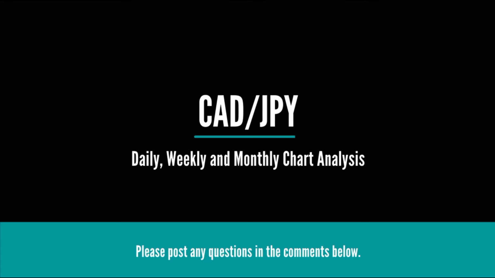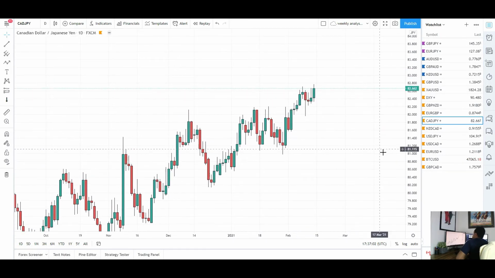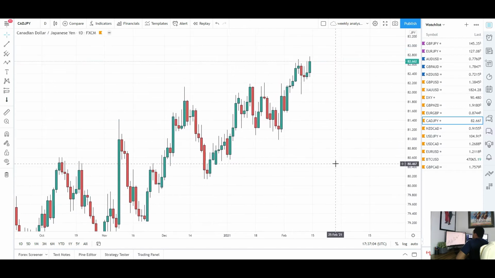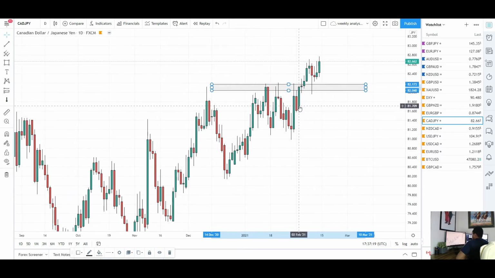Next, we're going to move on to CAD/JPY. Okay, so for CAD/JPY here on the daily time frame, price is still looking very bullish for this pair. Last week we saw a break to the upside. As I said, we're probably going to see a retest of this area here in the market. As you can see, previous resistance turned support, price held it. Again, nice wick to the downside, rejected, pulled back up, and price is looking bullish here again for CAD/JPY.